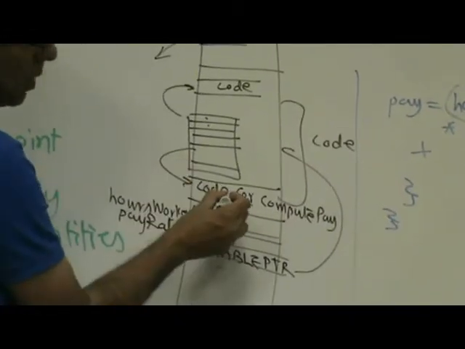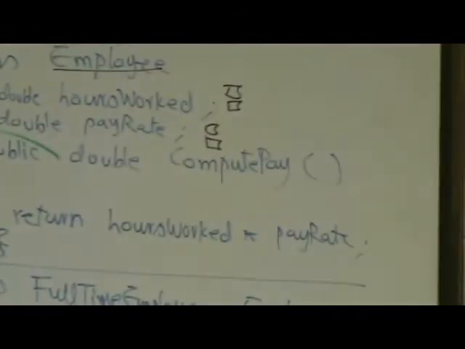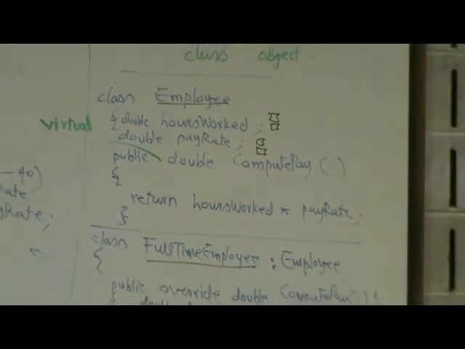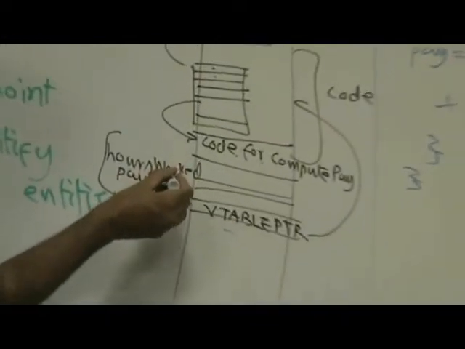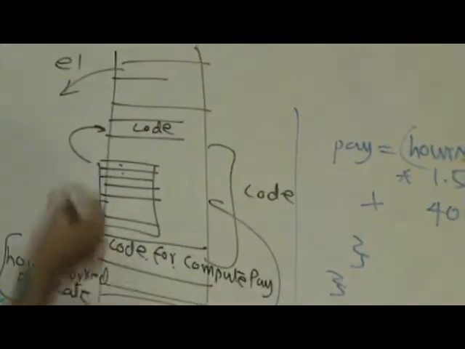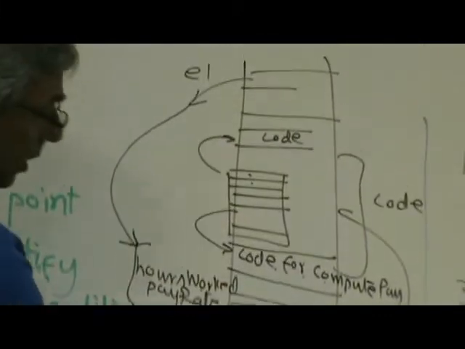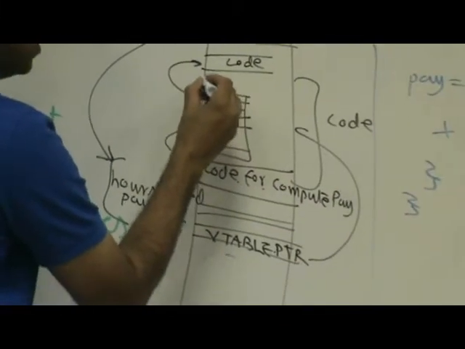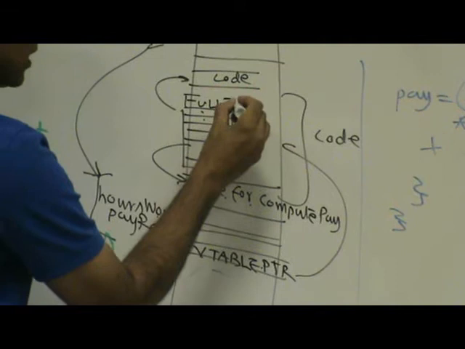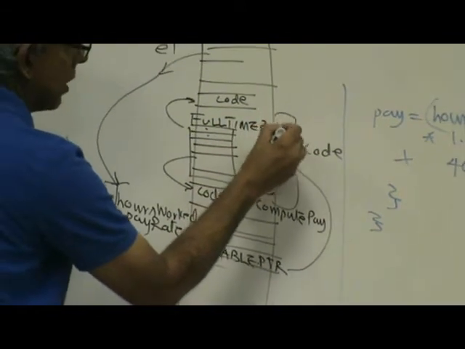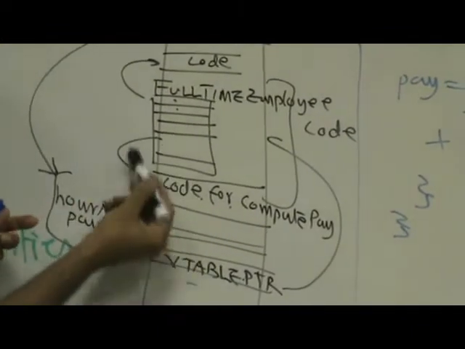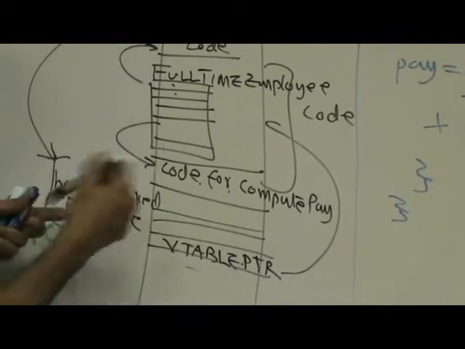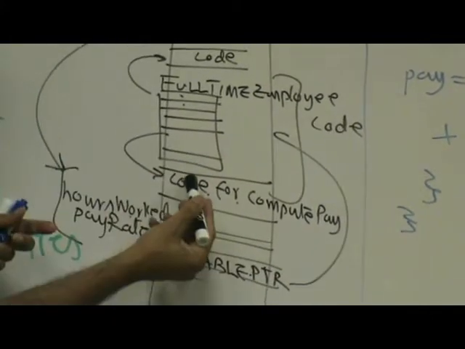So in this case, this entry will be pointing to the code for ComputePay. Which code? The top one or the bottom one? What type of object was this? A part-time employee or full-time employee? See, this was a full-time employee, right? So this vtable will be pointing to the code for the full-time employee class, correct? So obviously the pointer in the vtable for ComputePay will be pointing to this particular code over here.